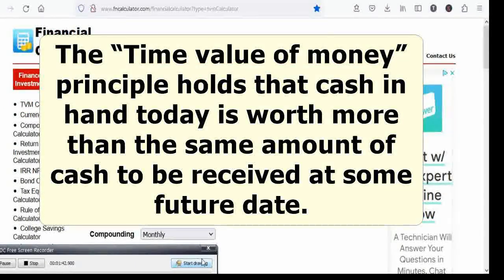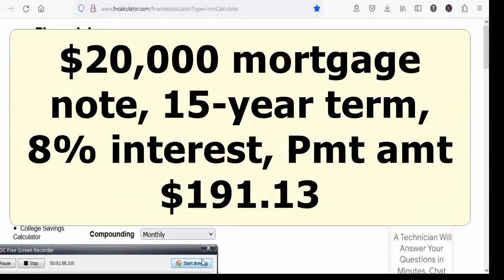So briefly defined, the time value of money principle holds that cash in hand today is worth more than the same amount of cash to be received at some future date. So let's go right into the example. Let's say you want to buy a $20,000 mortgage note. I'm going to flash these terms up here on the screen so you can follow along with me. $20,000 mortgage note, 15-year term, 8% interest. So how would you determine the price? Would you pay $20,000 or would you pay less?